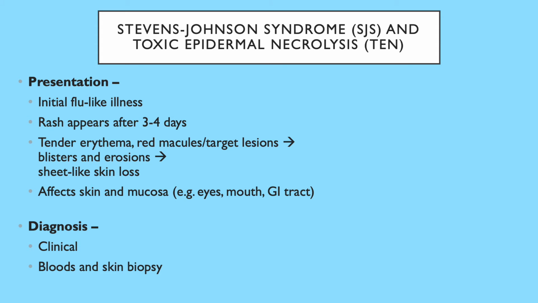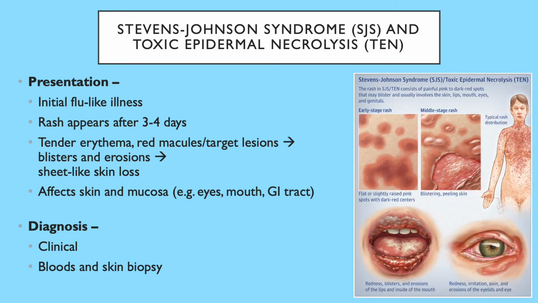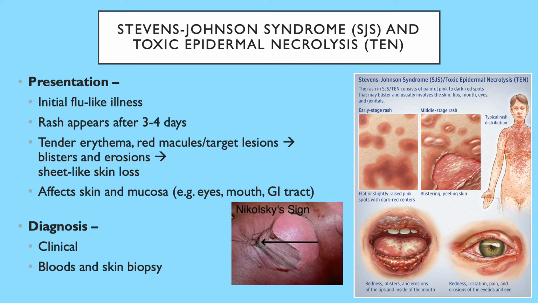Before the rash appears, there is usually a prodromal flu-like illness, such as a sore throat, myalgia, and fever. The rash appears suddenly after 3 to 4 days. It begins as tender erythema with red macules or target lesions, then develops into blisters and erosions which coalesce to cause sheet-like skin and mucosal detachment. Nikolsky's sign may be positive. This is when rubbing the skin causes blisters and erosions to appear.